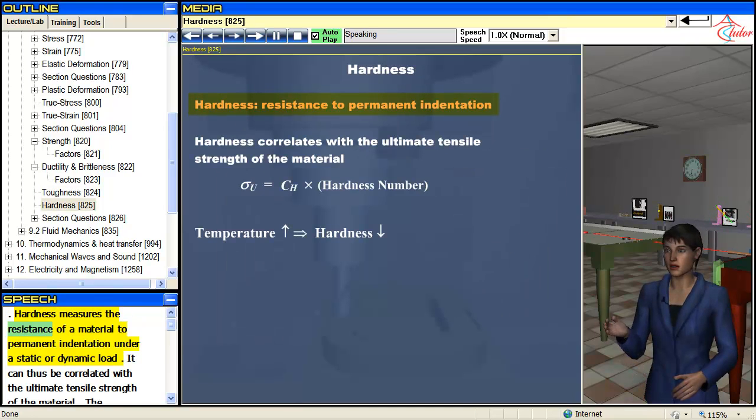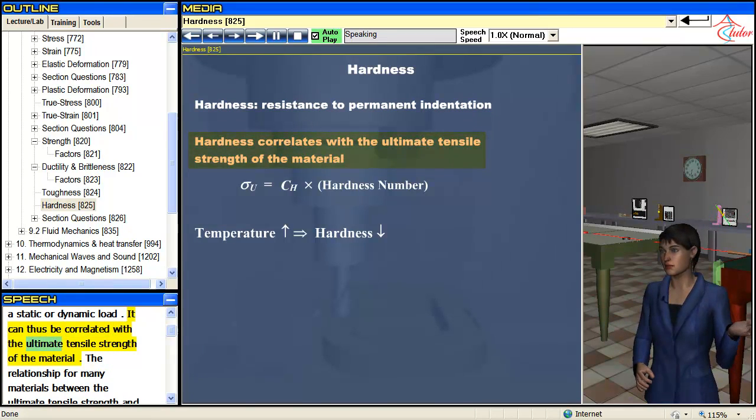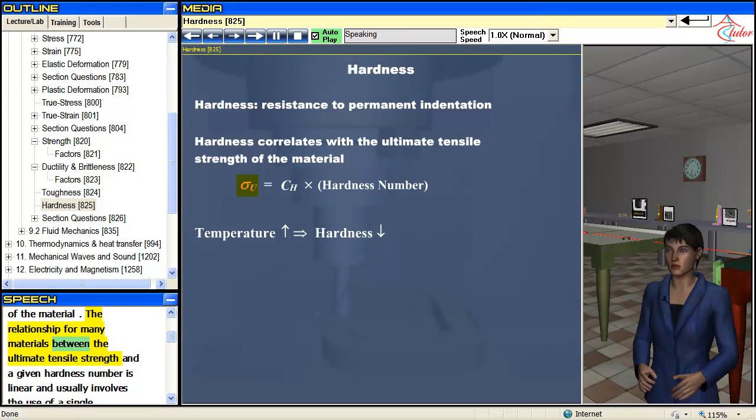Hardness measures the resistance of the material to permanent indentation under a static or dynamic load. It can thus be correlated with the ultimate tensile strength of the material. The relationship for many materials between the ultimate tensile strength and a given hardness number is linear, and usually involves the use of a single conversion constant. Another material property that is derived from hardness is a material's resistance to surface wear.